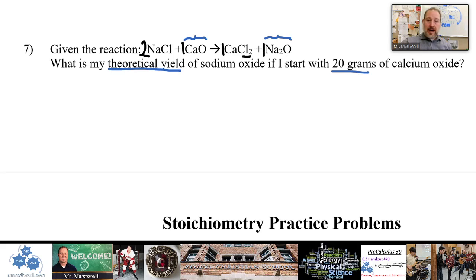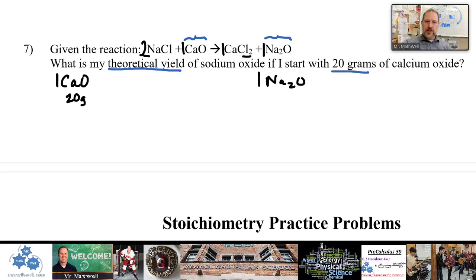So this is classic stoichiometry. I've got 20 grams of calcium oxide, so I'm going to write calcium oxide here, and 20 grams right here. And I need to find out what's my theoretical yield of Na2O. So here's Na2O, and these are 1 to 1 ratios. That's perfect. It's going to be easy.